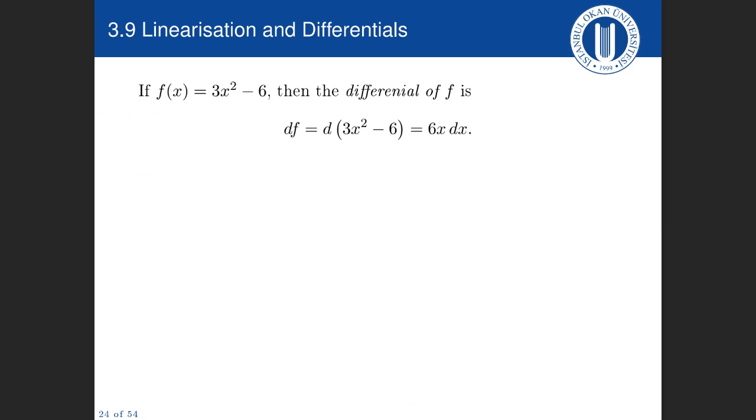Another one, if f of x is 3x squared minus 6, then the differential of f, that's d of f, or d of 3x squared minus 6. What's the derivative of 3x squared minus 6? This derivative is just 6x, and then we multiply it by dx. That's all we're doing when we're doing differentials. We're just doing all the derivatives that we know how to do, and then we multiply it by dx.